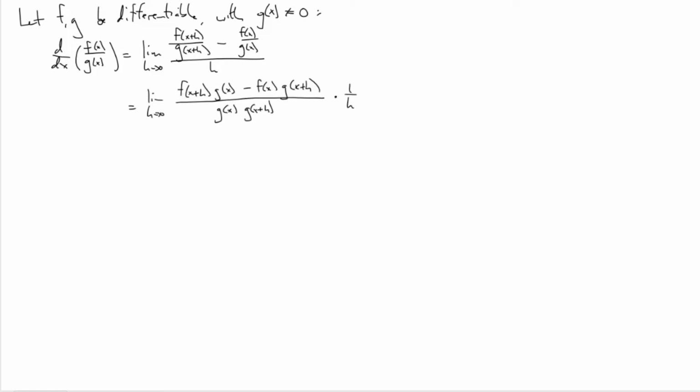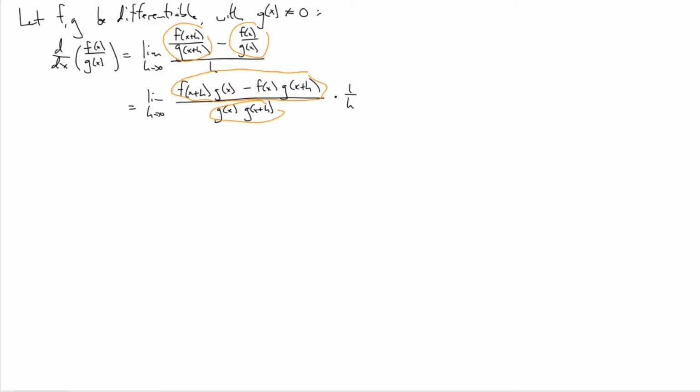And what have I done here? Well, I combined a few steps. First of all, I multiplied the f of x plus h over g of x plus h by g of x over g of x so that it would have the denominator g of x times g of x plus h. And I multiplied the f of x over g of x by g of x plus h over g of x plus h so that it would have the same denominator. And then I was able to add those two numerators to get this expression here over the common denominator g of x times g of x plus h.